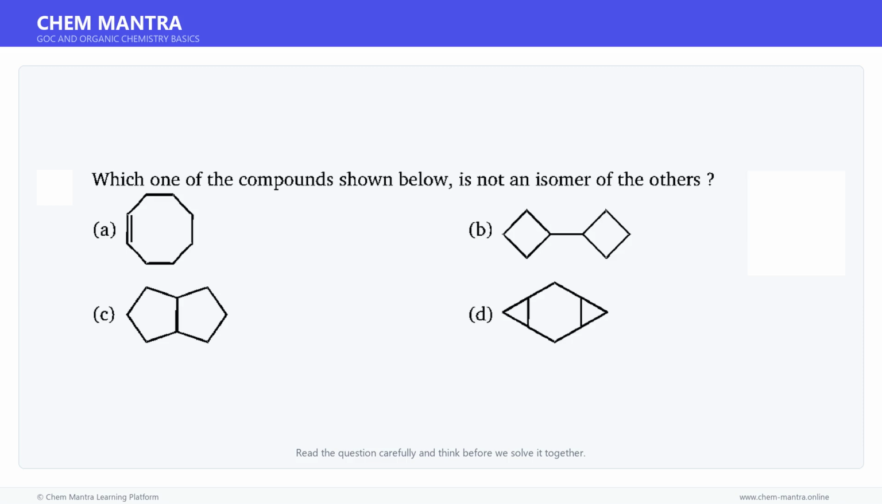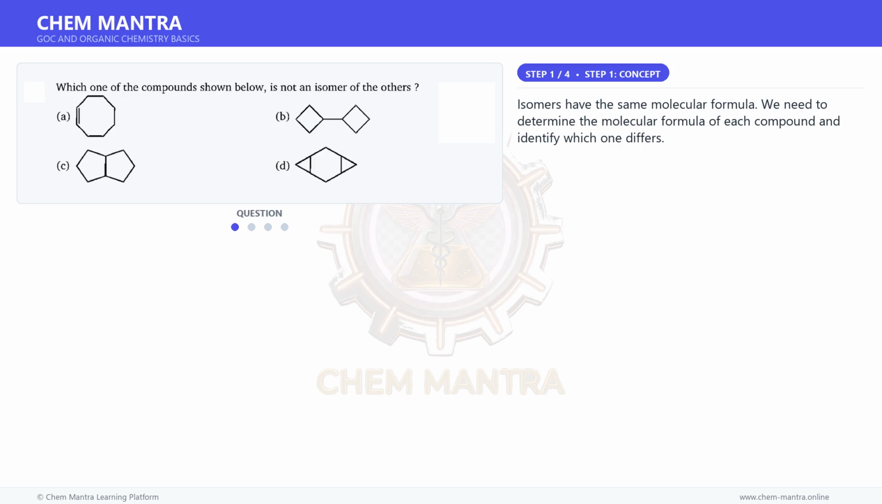Here is a question. Read it carefully and think about the answer. Let us solve it step by step. Let us first understand the key concept here. Isomers have the same molecular formula. We need to determine the molecular formula of each compound and identify which one differs.